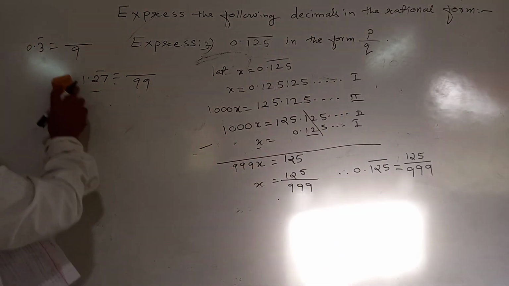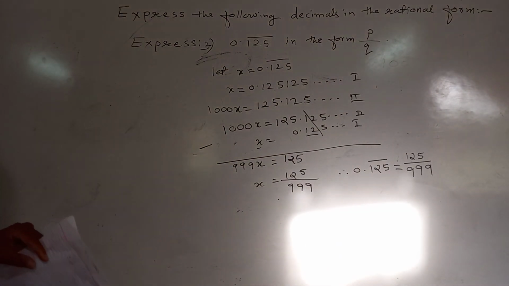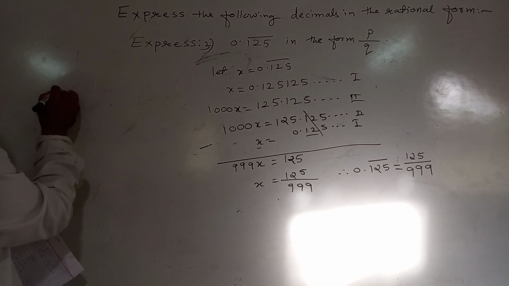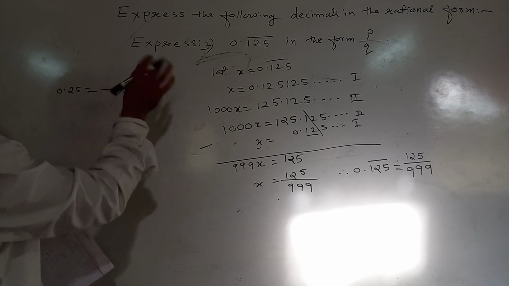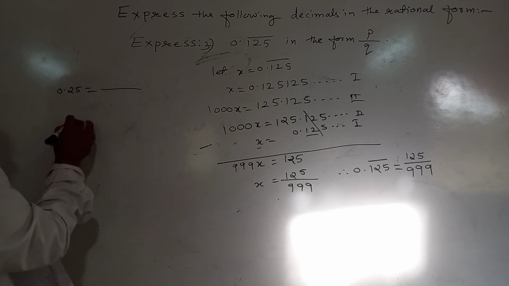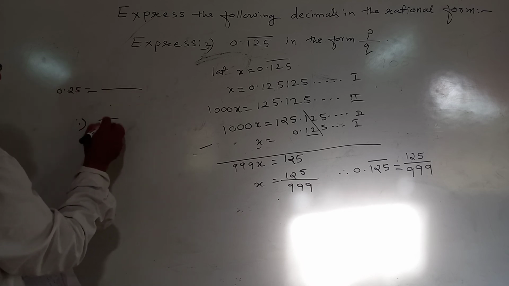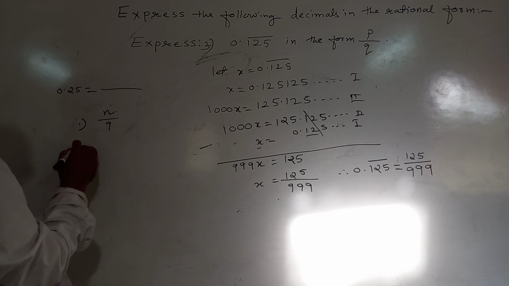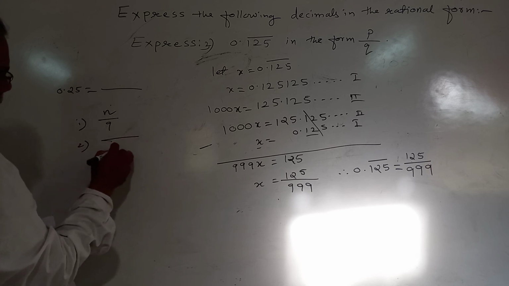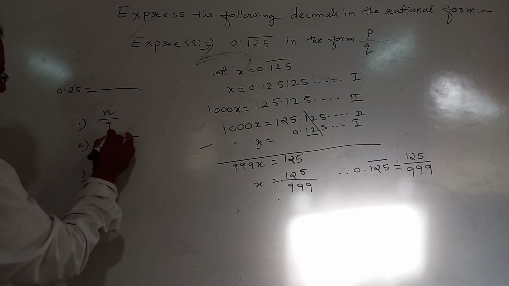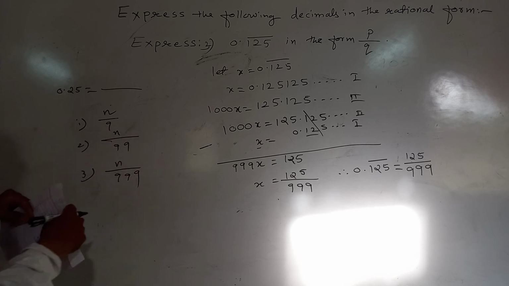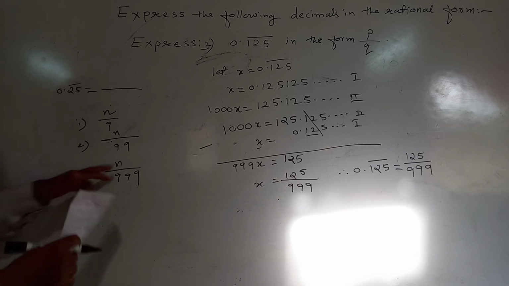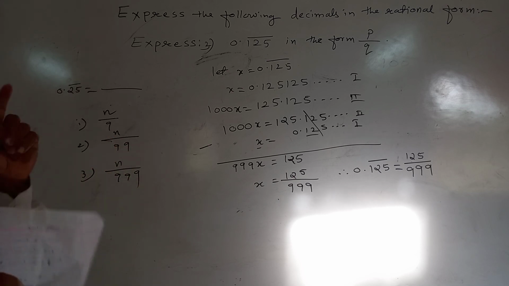That means, suppose 0.25 recurring, its rational form, they will give some answer. In one answer, of course, the numerator will be there with a single 9. In the second answer, there will be 2 nines, numerator upon 99. In the third, numerator upon 999, 3 times. So if 2 digits recur, this will be there. Like that, you have to guess.